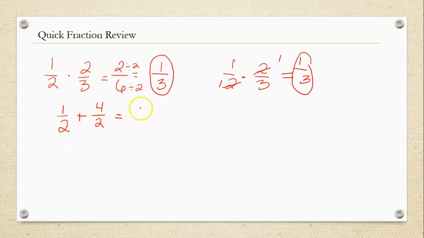All you do now is add the numerators. 1 plus 4 is 5. And then bring our denominator over of 2. But what if the denominators are different? 1/3 minus 2/7. In this case, we have to find a common denominator.